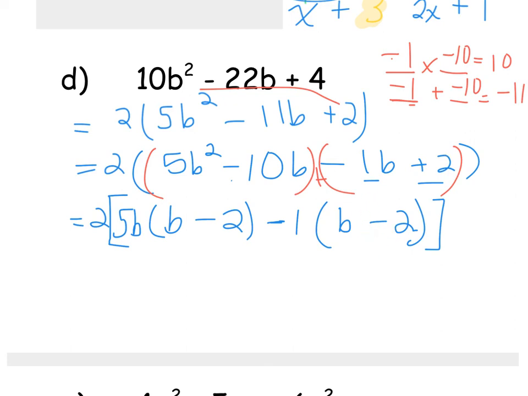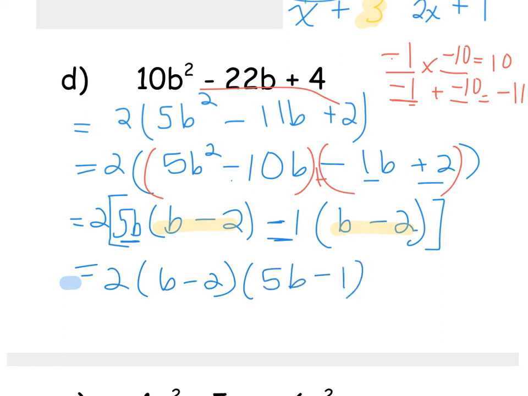And look, by doing that, I can see that my two brackets are the same, and so I'm good to go. So let's carry on. This was a tougher example. I'm going to keep my 2 out there. Now my square brackets don't need to be there because I'm going to pull out my b minus 2 that they have in common, and then write the leftovers, my 5b minus 1, and now I'm done. Okay, so that is what I would do using the decomposition method.